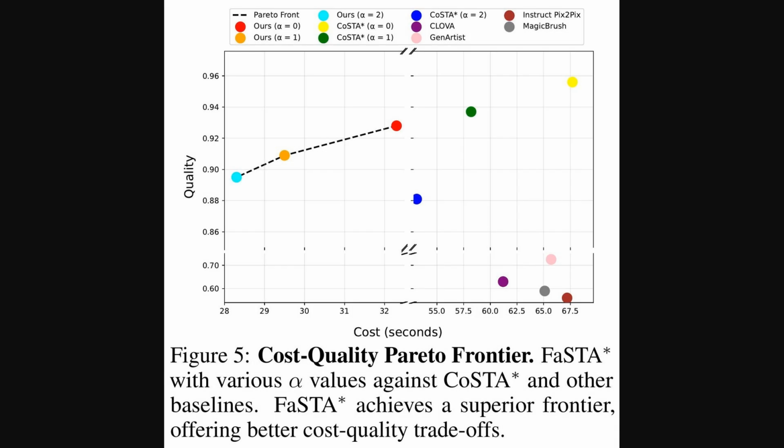And this chart really visualizes that trade-off with what's called a cost-quality Pareto frontier. A Pareto frontier essentially represents the set of best possible outcomes. Anything on that line means you can't improve quality without increasing cost, or vice versa. And as you can see, FaSTA results, connected by that dashed line, form a superior frontier. They're all clustered in the top left, meaning they deliver high quality for a much lower time cost, far outperforming COSTA and all the other baseline methods shown on the graph.